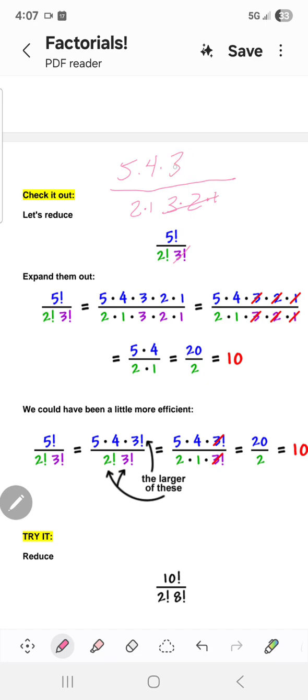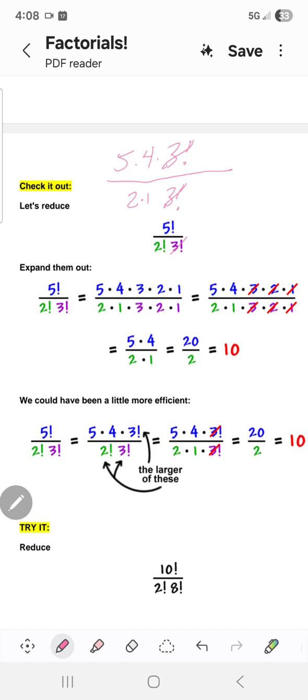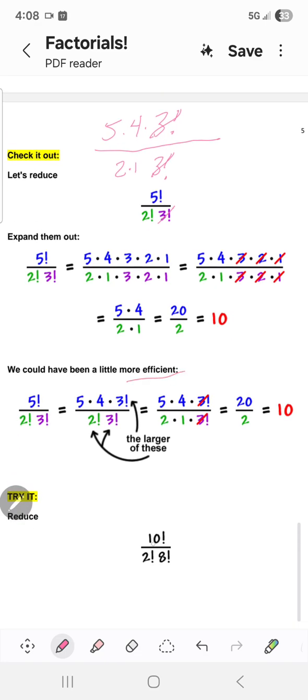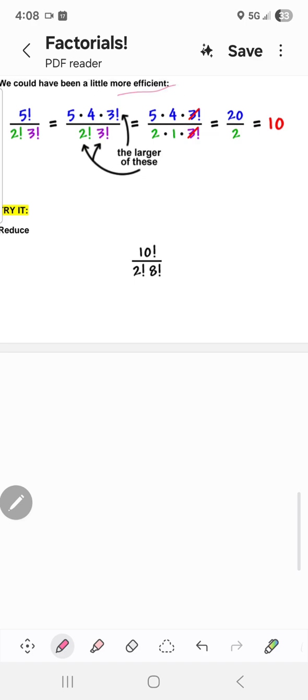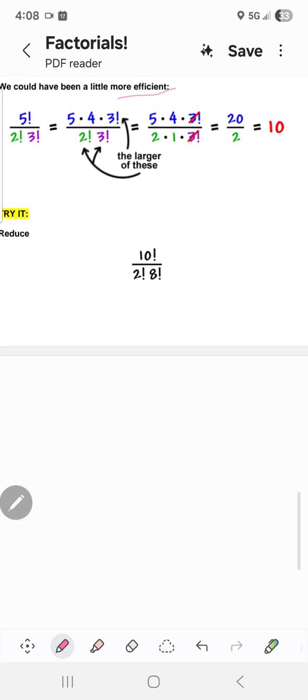Again, we could do that trick. That's 3 factorial, 3 factorial, so we can cancel. Here it is kind of written out for you: 2 factorial, 2 times 1, 3, 2, 1. We cancel, and you see that we get the same thing. We get 20 over 2, which will give you 10. Again, this is a more efficient way. If we notice, pick the larger one so that you can cancel more values.